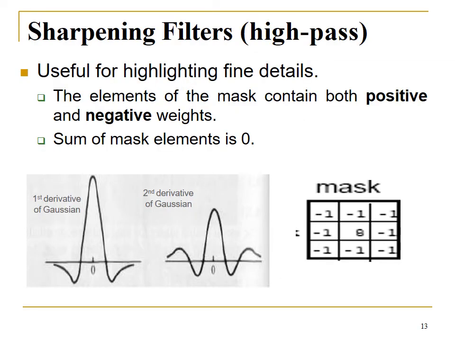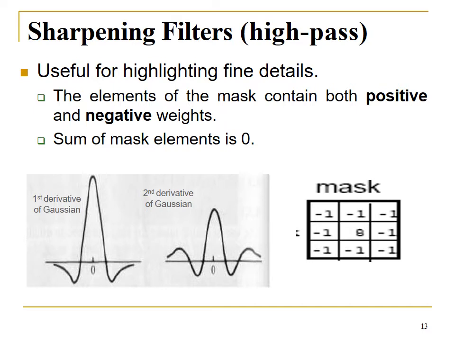In smoothing, the main thing is the blurring of images. In sharpening, we highlight the fine details, such as the edges or borders present in an image. In the smoothing case the condition is that all the mask elements should be positive, but in the case of a sharpening filter, they can be either positive or negative.